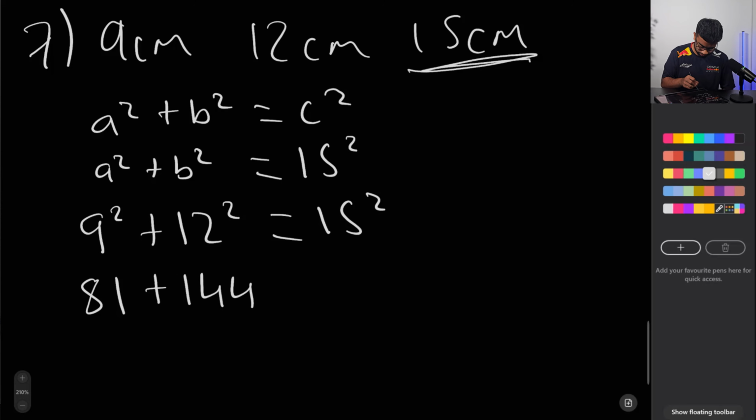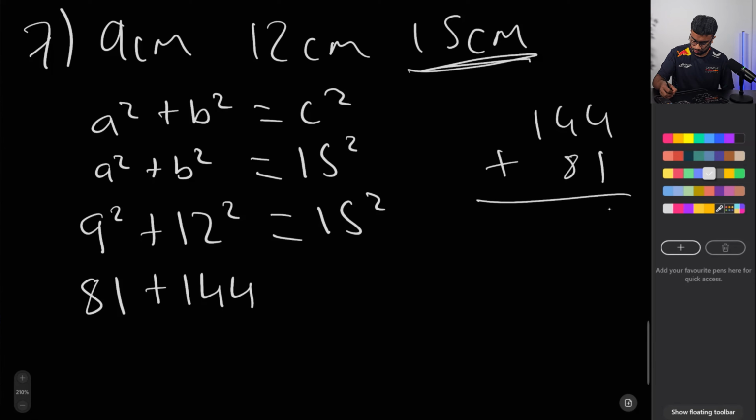If we add these together, we can see that 4 plus 1 is 5, this is 12, add 1 to the next column, 2, 2, 5, and so we get 81 plus 144 equals 225. If this is the same as 15 squared, we know that this is a right angle triangle.